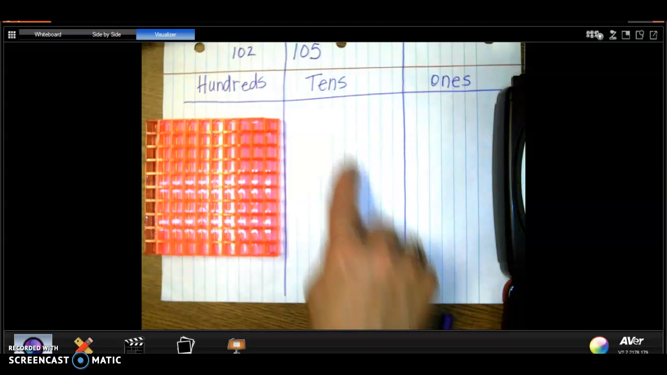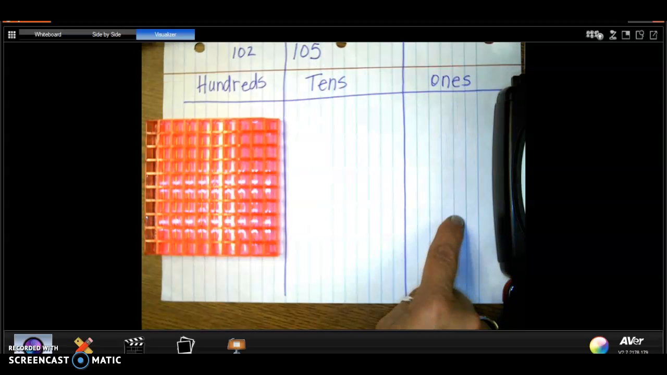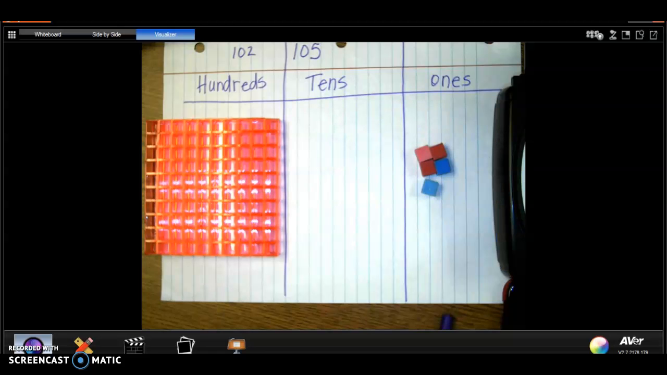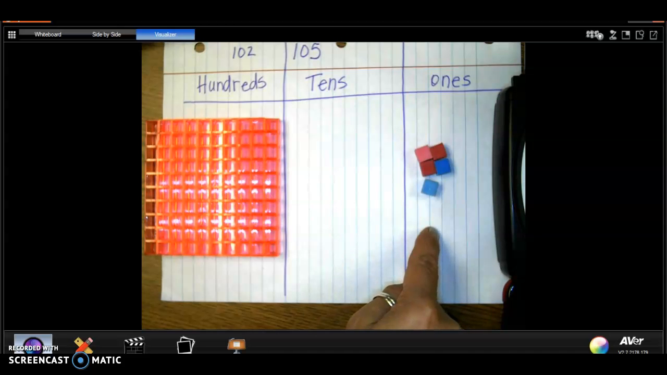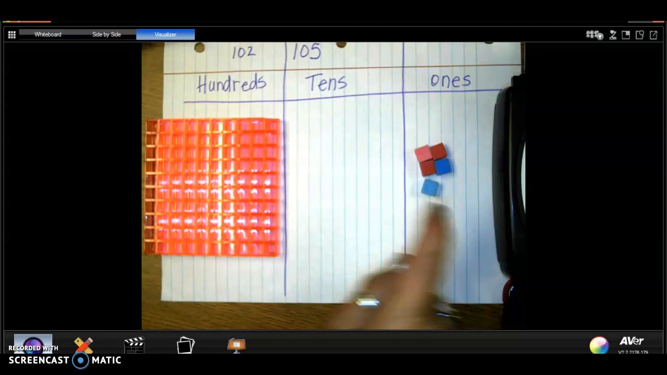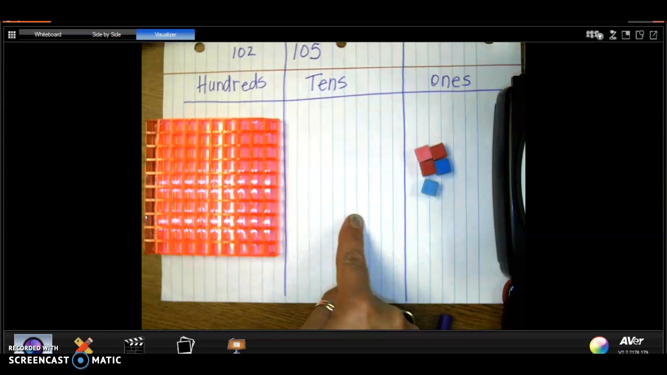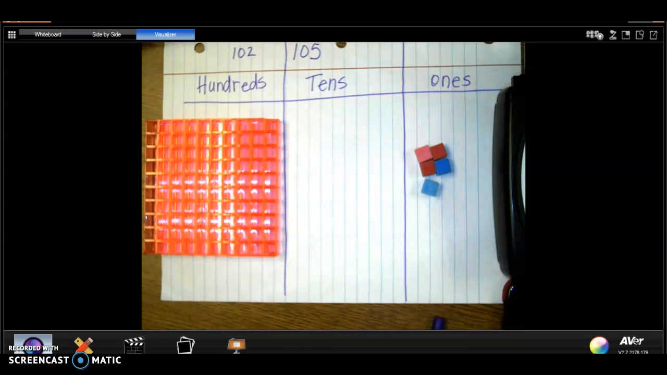0. Last number says 5, so that means I'm going to have 5 ones or 5 units. So there are my 5 ones. Now I have made the number 105. What is this number? Very good. I have 100, 0 tens, and 5 ones. That makes the number 105.